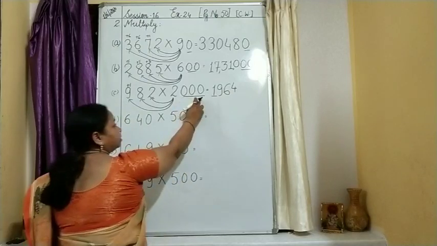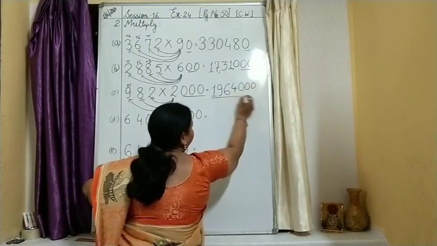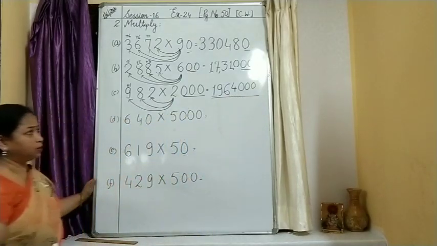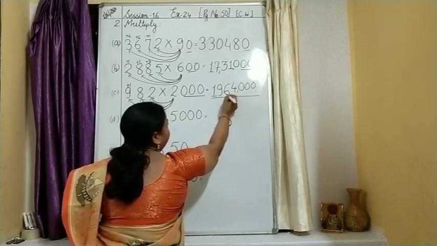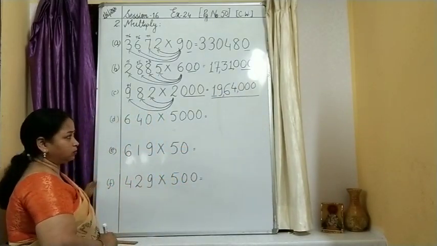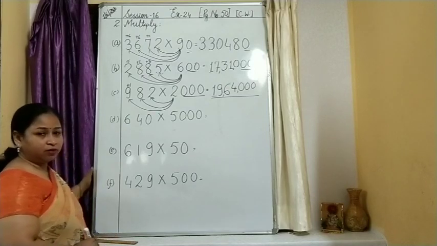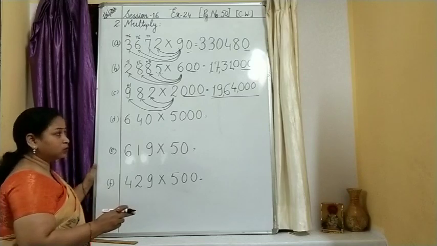And what about these 3 zeros, children? Simply write it to the extreme side of it, and then you have the answer. So what is the answer you are getting over here? 19,64,000. Okay. Easy? Finding it easy? Let us look at the next question.